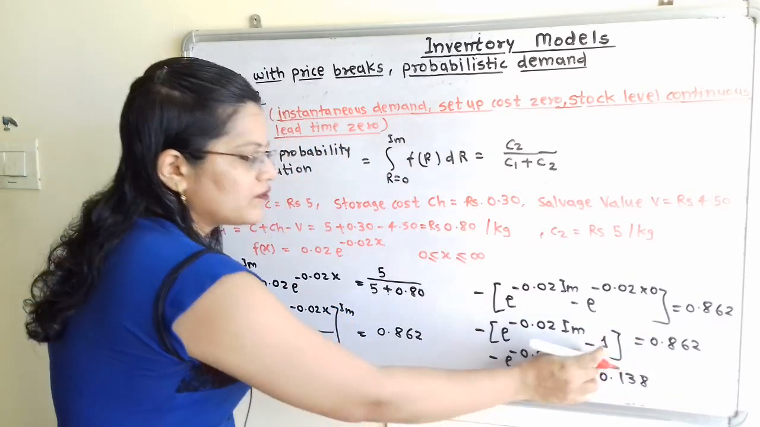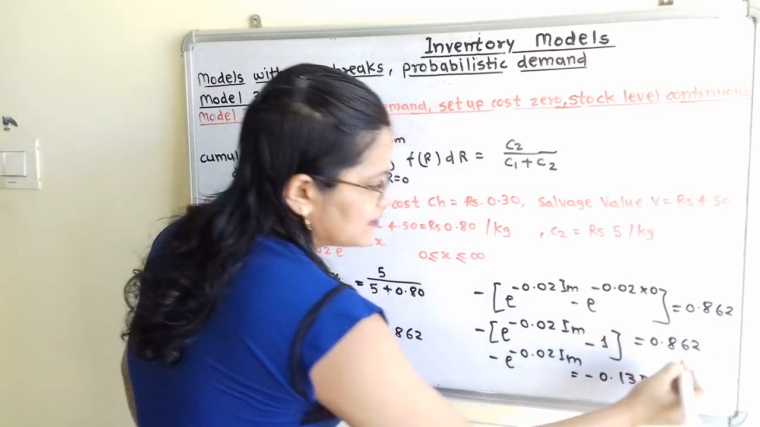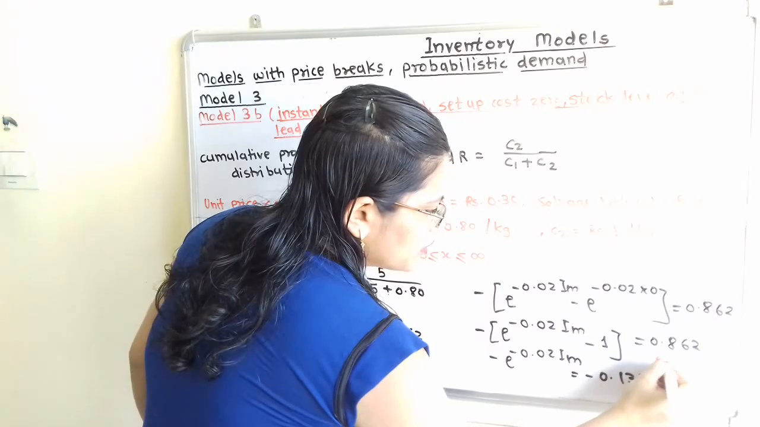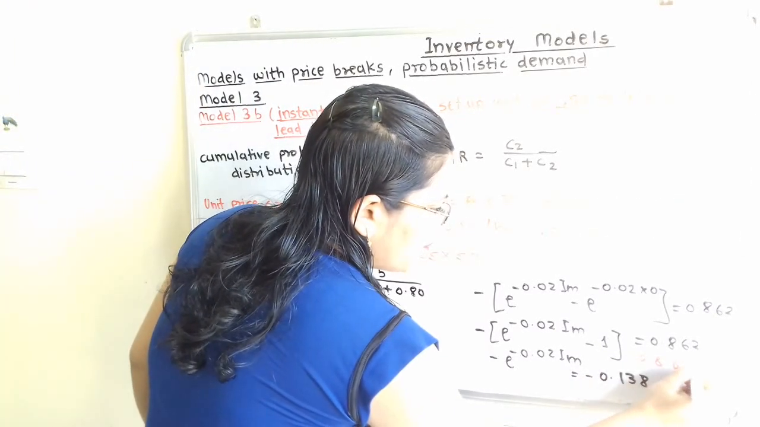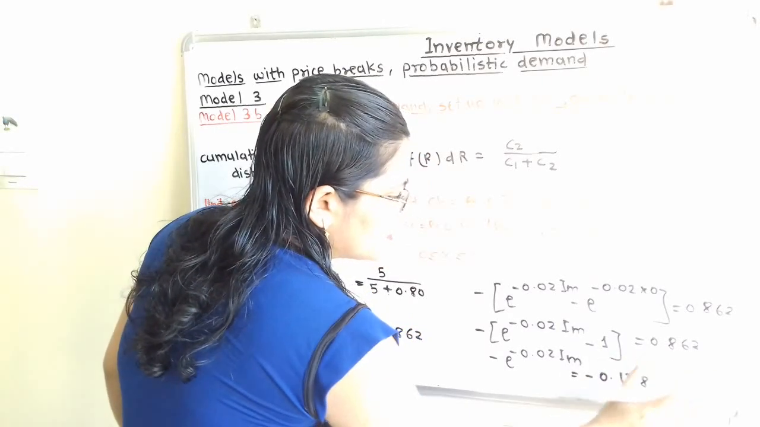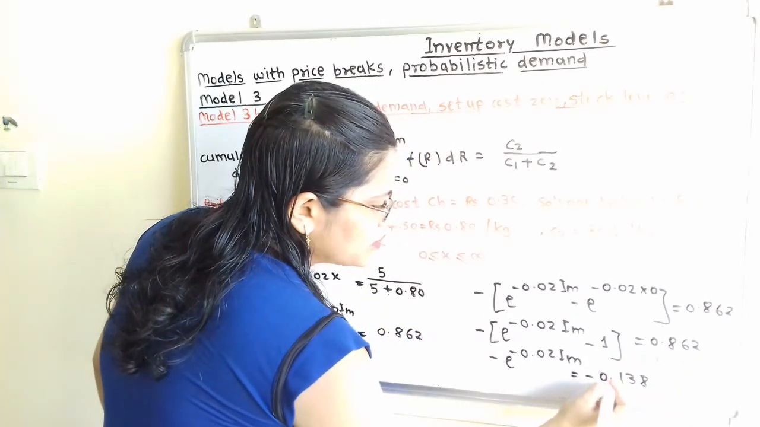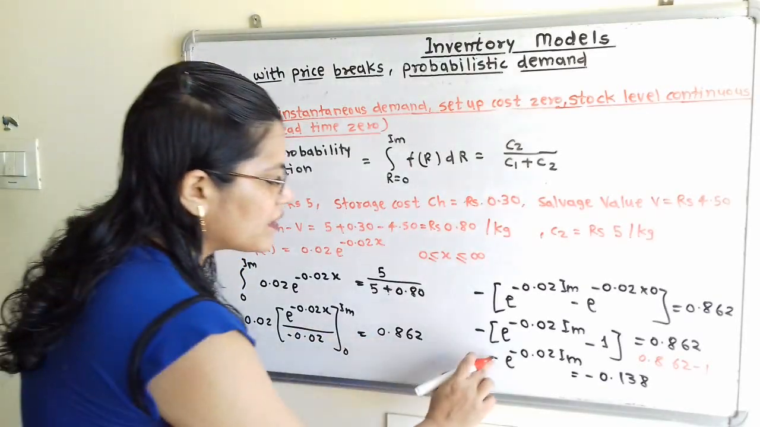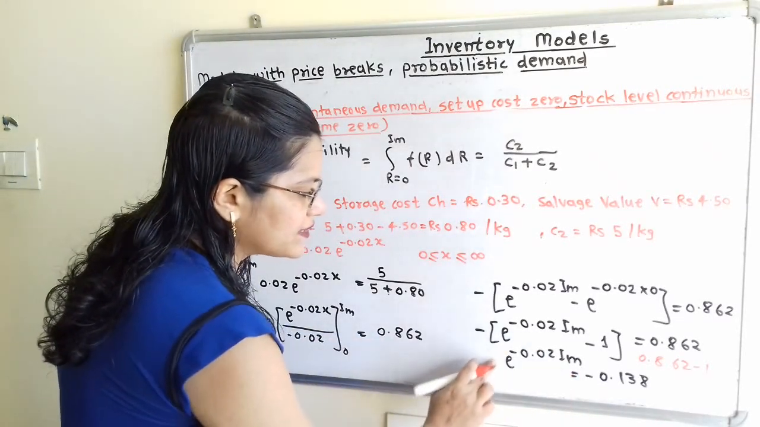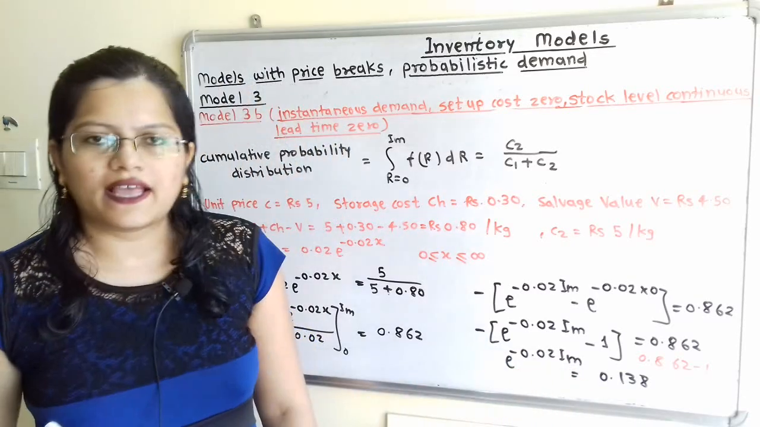Now this plus 1 we transfer to the right hand side, so it becomes 0.862 minus 1. When we calculate this, we get the answer minus 0.138. Now we have to solve this. Here the minus on both sides gets cancelled.